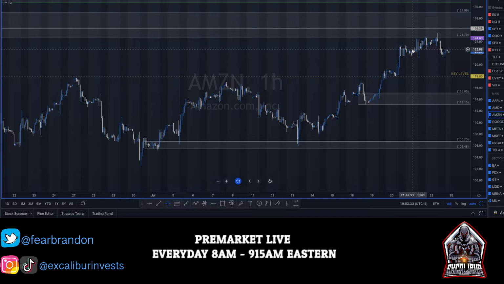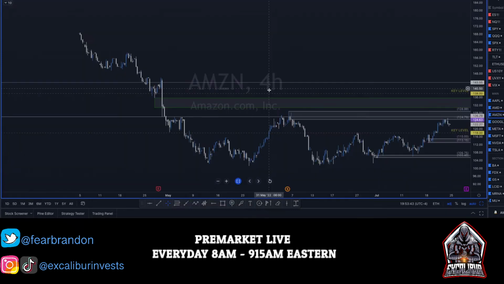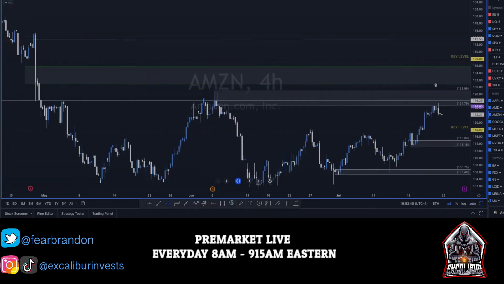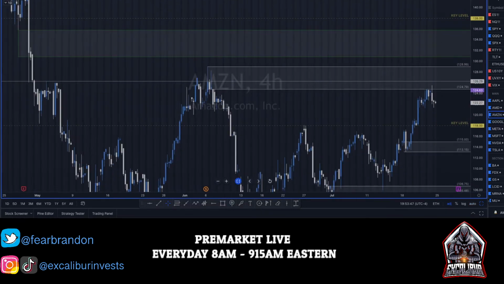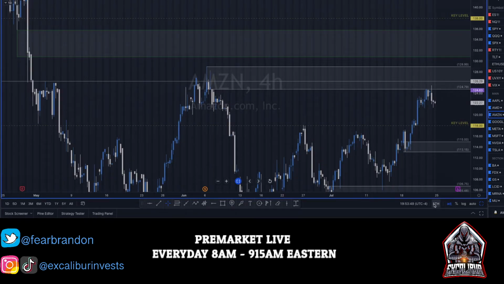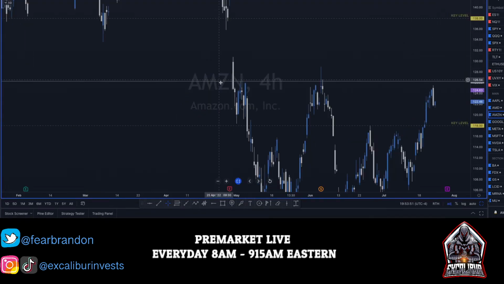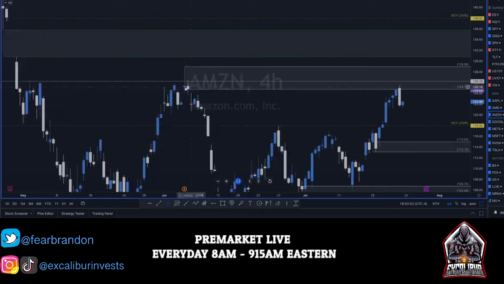You don't always trade one way. There's a million ways to trade out there. But Amazon, we were able to reject there pretty well, which we could see is kind of this double top over here, but our last little kind of doji, nice sell-off with a gap down.